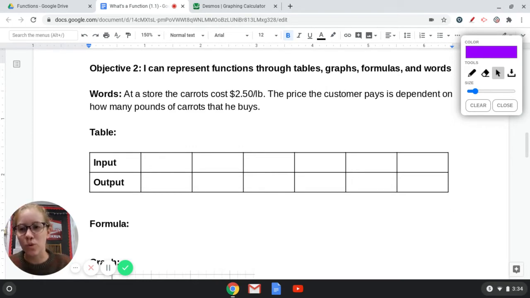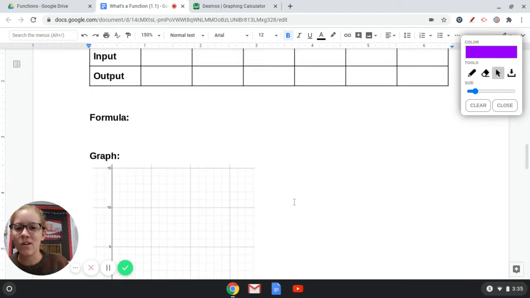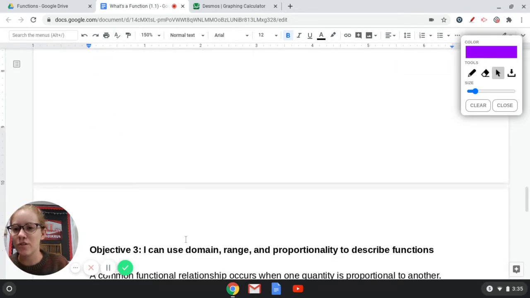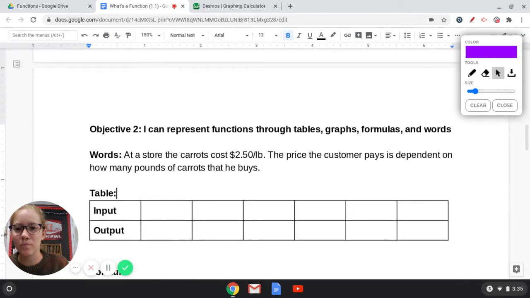Okay, so I'm going to give you words to describe a situation, and then we're going to talk through a table. We're going to talk through a formula. We're going to graph it, and then I also have you describe the domain and range down here. That's all we're doing for this example.